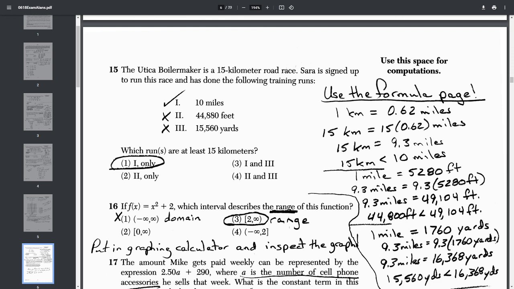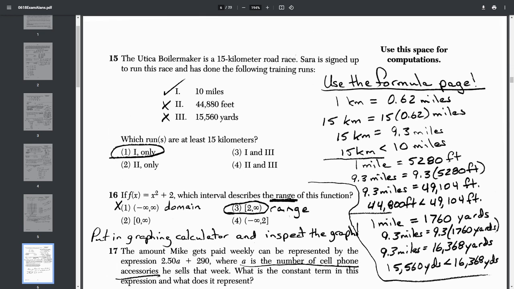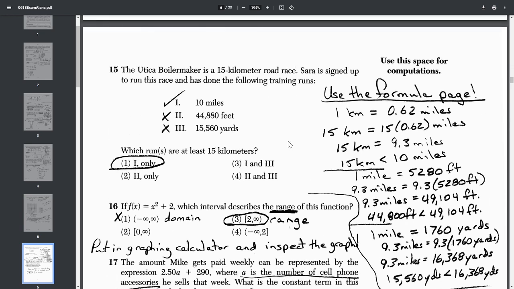Number 15, which choice is at least 15 kilometers? So you can see Steve did a lot of work here. Basically, you just have to use the formula page that's in the back of the Regents to do this question. You have to check to see if 10 miles is greater than or less than 15 kilometers. Well, we know that 1 kilometer is 0.62 miles. So you're just going to have to go through each choice here. I'm not going to talk through all these choices. He did all the work here for you. You can see that he went through each of these 3 choices and converted and found that 10 miles is the only one that's over 15 kilometers.